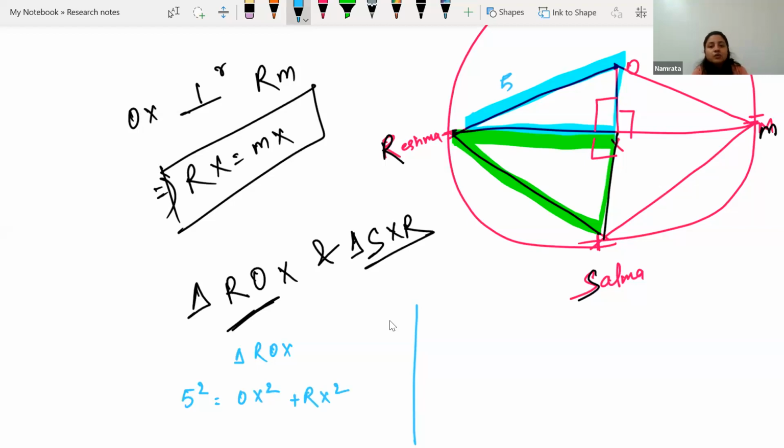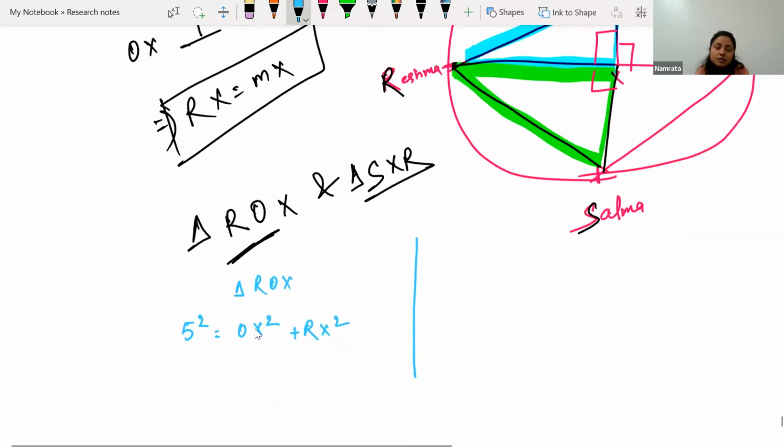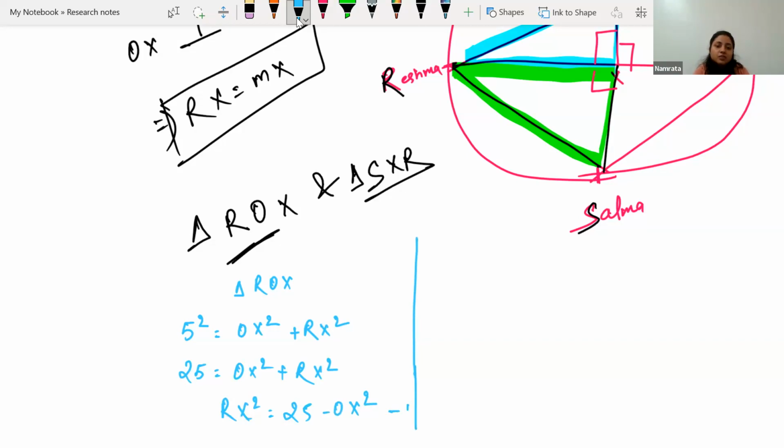Okay. Now let's move over here. Here we can say in triangle, let's simplify the sky one first. So 25 is equal to OX square plus RX square. OX square is equal to 25 minus RX square, or we can say that RX square is equal to 25 minus OX square. Okay, this is equation number 1.